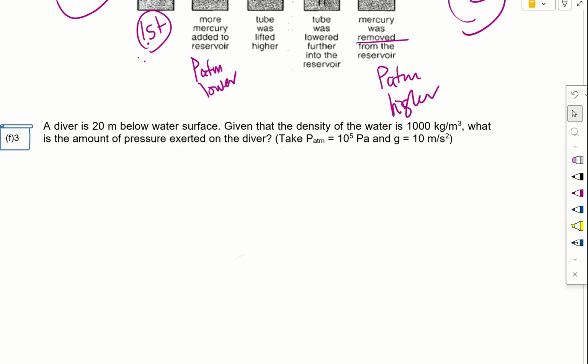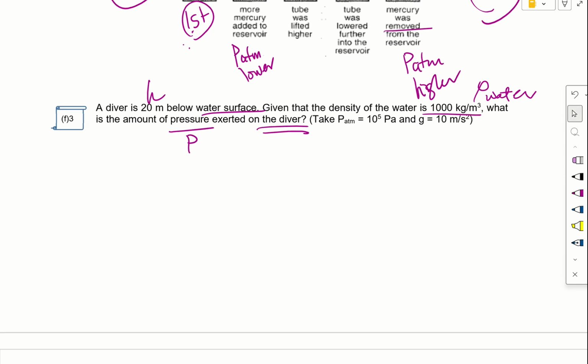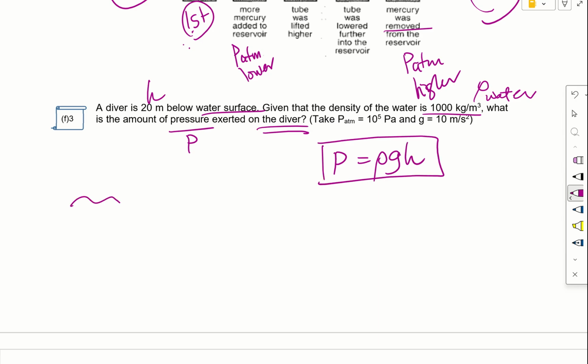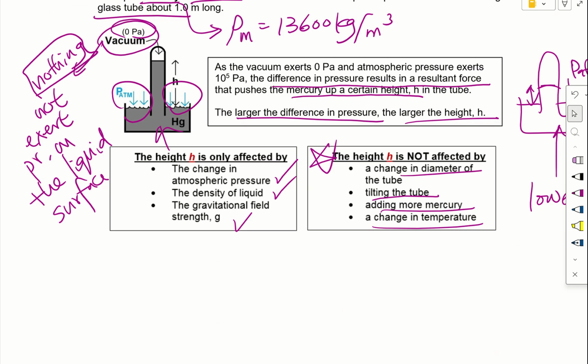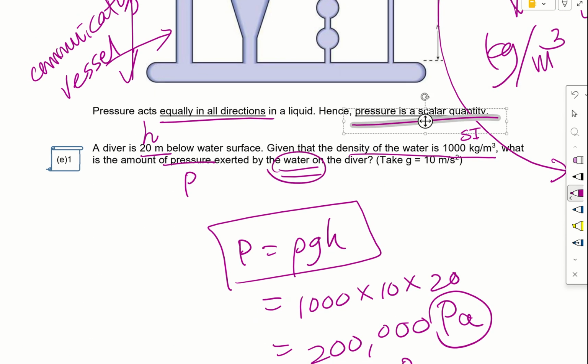Okay, F3, a diver is 20 meters below the water surface. So this is the height. Given that the density of water is 1000 kg per meter cube, so this is the water. Now, what is the amount of pressure exerted on the diver? These questions look similar to the previous question whereby we were calculating pressure on the diver. So we are using this formula, but they are now asking for the amount of pressure. If you look back at the question here, they are just asking what is the amount of pressure exerted by the water.